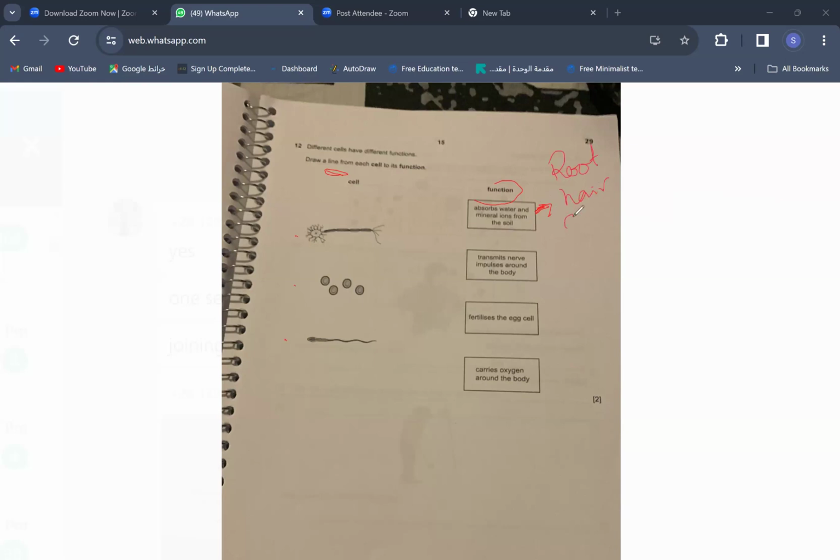Carries oxygen around the body is obviously the red blood cells. Oxygen, yes. Transmits nerve impulses around the body is the first one, the nerve cell. So this is called the nerve cell. This is red blood cell. Fertilizes the egg cell is obviously the sperm. Yes, this is the sperm.